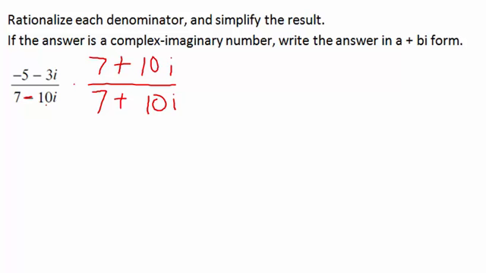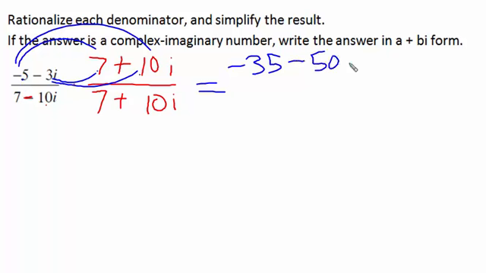Now we've got to FOIL all over. Wow, this is gonna be a few steps, I think. We're going to have to FOIL on the top, and we're going to have to FOIL on the bottom. So on the top, the first loop, -5 times 7 is -35. -5 times 10i is -50i. -3i times 7 is -21i. And -3i times +10i is -30i squared.